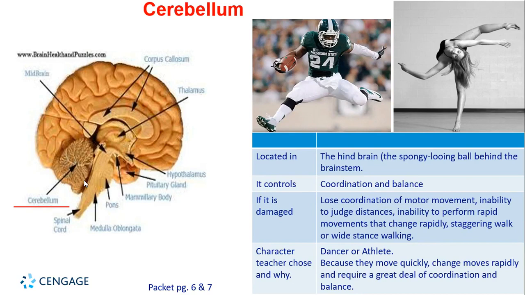This is part of coordination and balance. And if you were to damage your cerebellum, you would be damaging that. You would lose coordination, inability to judge distances, inability to perform rapid movement changes. So, for example, let's say that I'm studying and I'm writing something and then I'm changing to look through the book to find a specific thing, right? Well, that change of movement from writing to looking through the book, shifting pages, that would be very difficult to make that change rapidly if the cerebellum is destroyed.